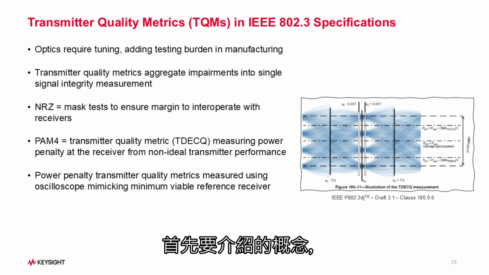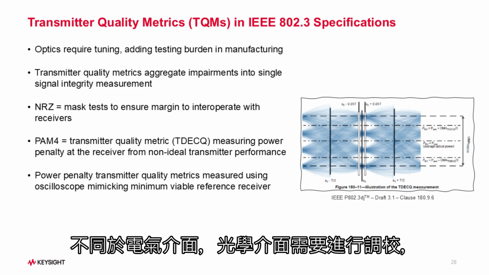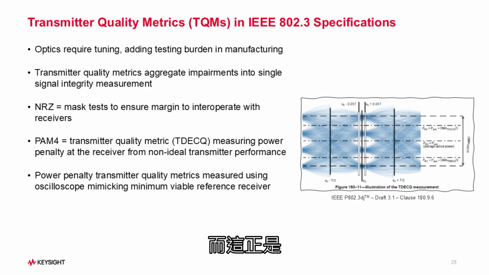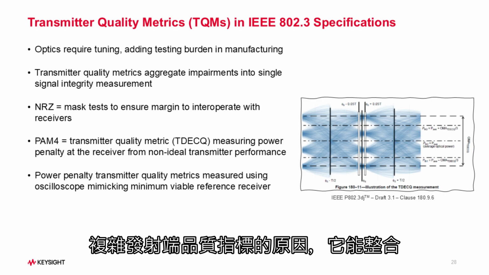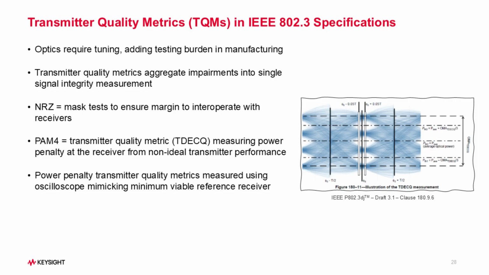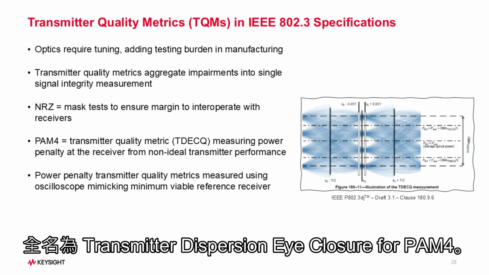So the first concept that we're going to talk about is transmitter quality metrics in 802.3 specifications. Unlike electrical interfaces, optics require tuning, which adds additional testing burden in manufacturing. And that is the exact reason why we rely on complex transmitter quality metrics that aggregate multiple transmitter and fiber impairments into a single metric. The key transmitter quality metric that the industry has relied on since we transitioned from NRZ to PAM4 is TDECQ, or Transmitter Dispersion Eye Closure Quaternary.